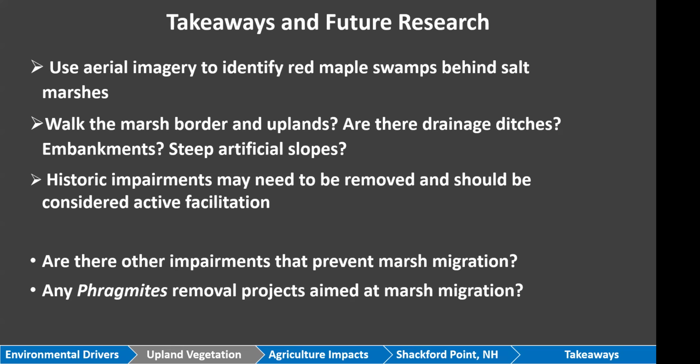Additionally, I would like to know if people have seen other impairments that prevent marsh migration. These are things I see in the Northeast, and I don't know what goes on in Georgia or South Carolina or Florida or even the West Coast. So I'm really curious what other people have seen. And I'm curious if there were any Phragmites removal projects that were specifically aimed at marsh migration. I haven't been able to find any, and I'd be really curious to see how those went as well.